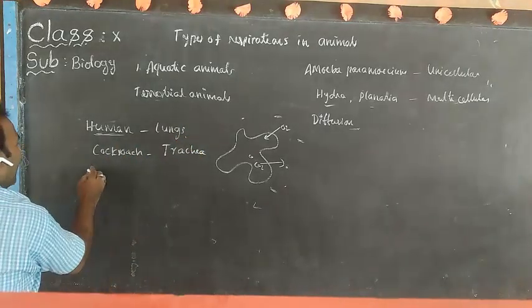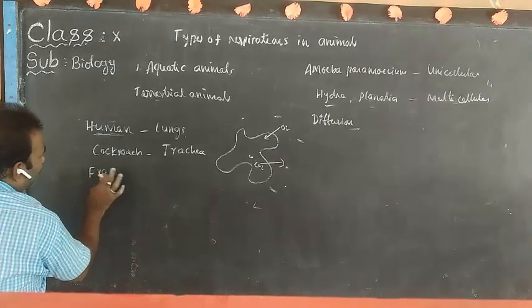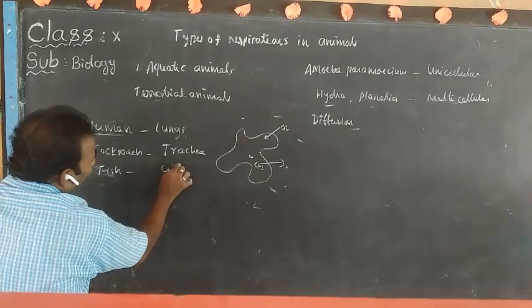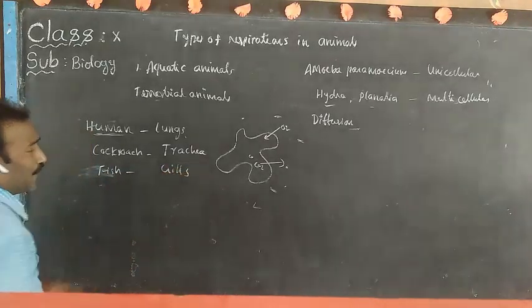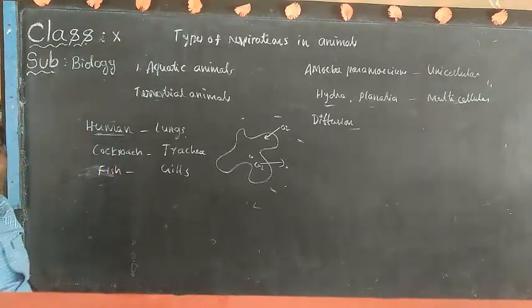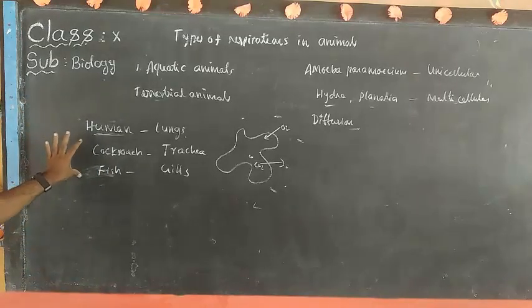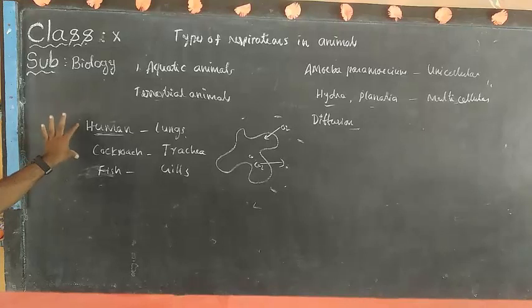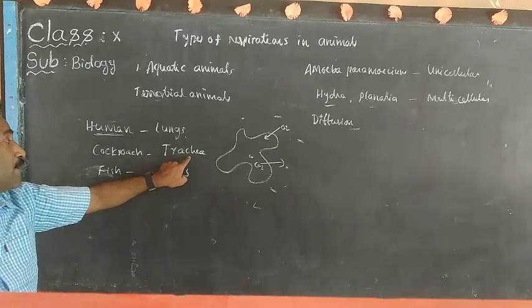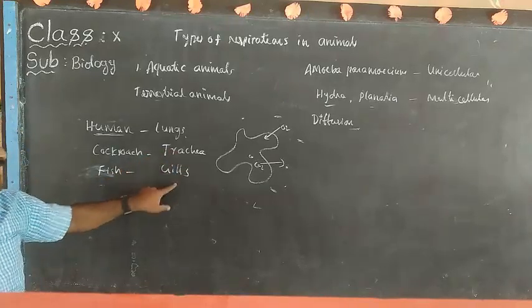In frog and fish, gills are the respiratory organs. Look here. Human being, cockroaches, fishes, all are multicellular animals only. But all these animals do not have the same type of respiration or the same type of respiratory organs. In human beings, lungs are the respiratory organs. In cockroaches, trachea are the respiratory organs.